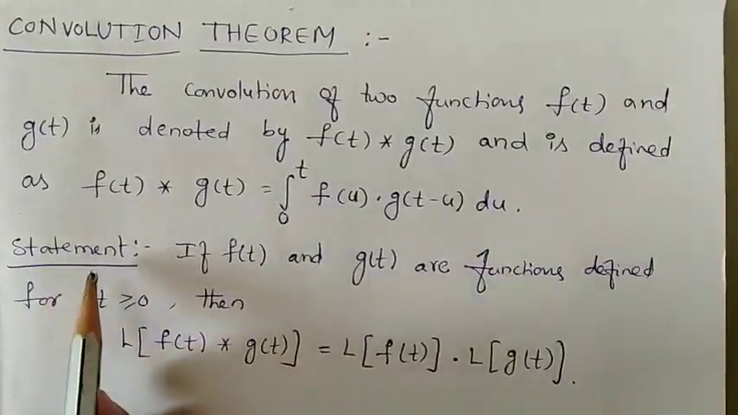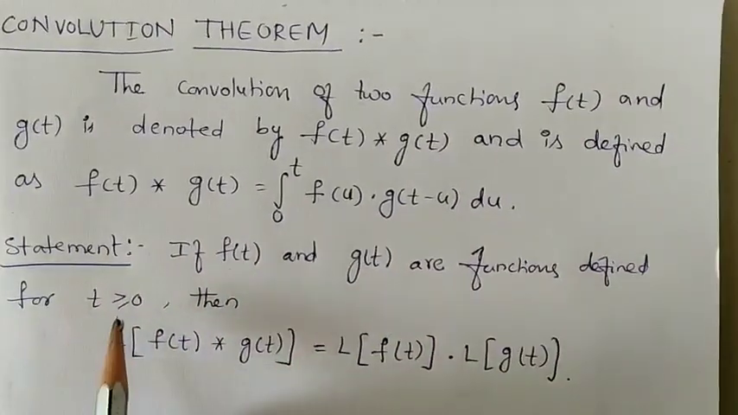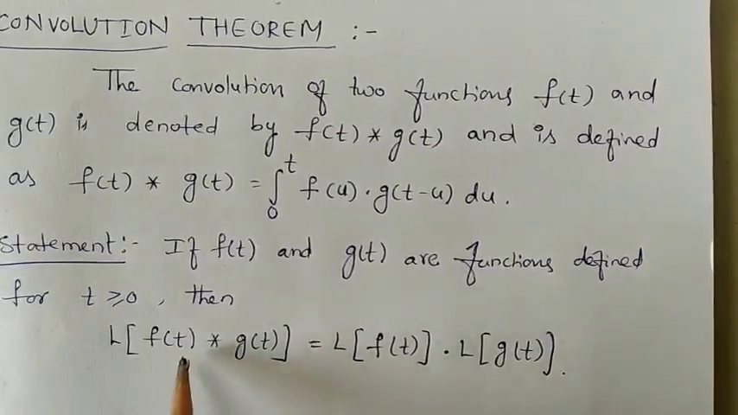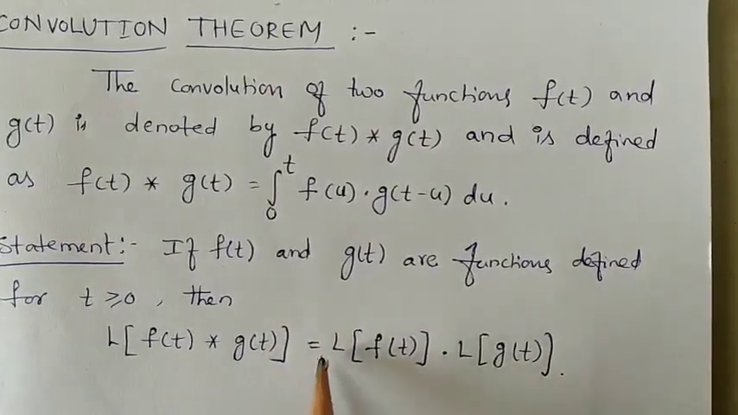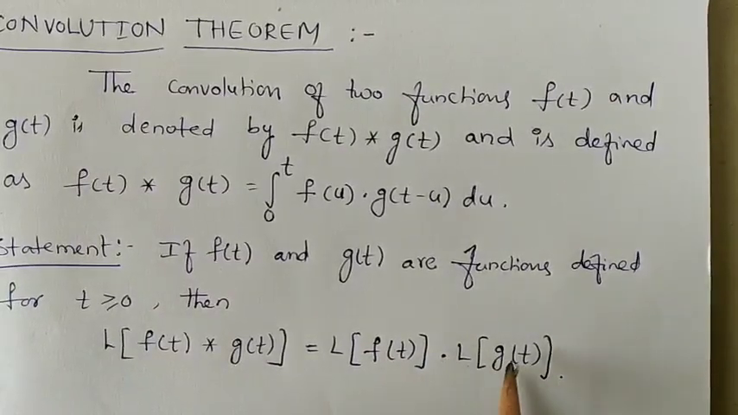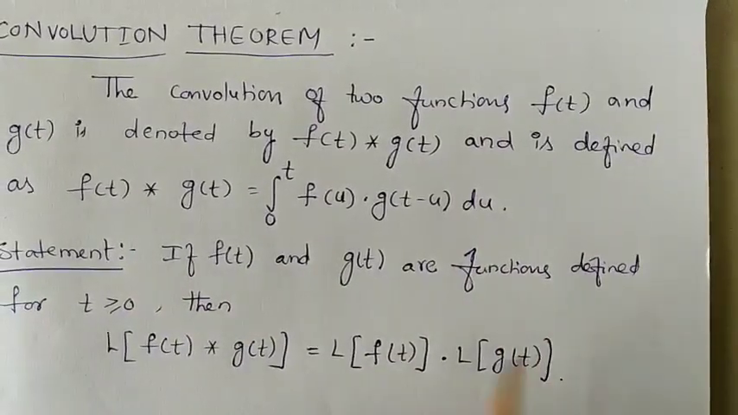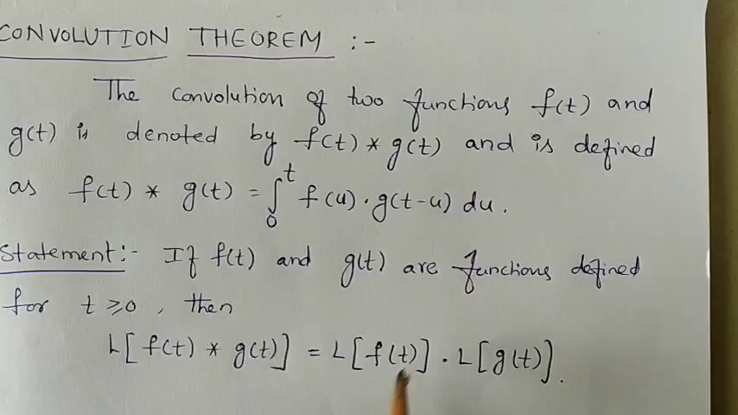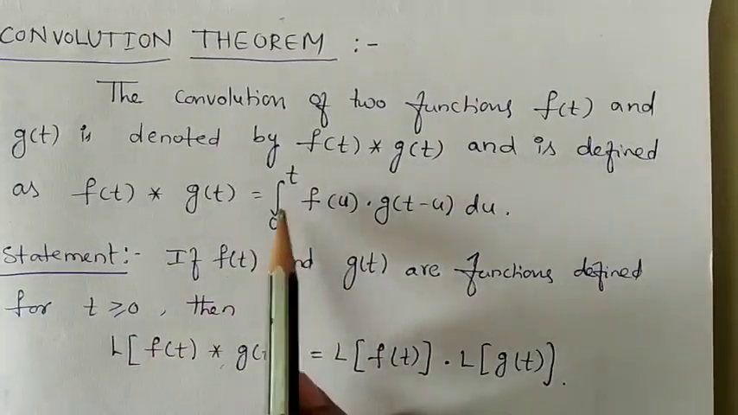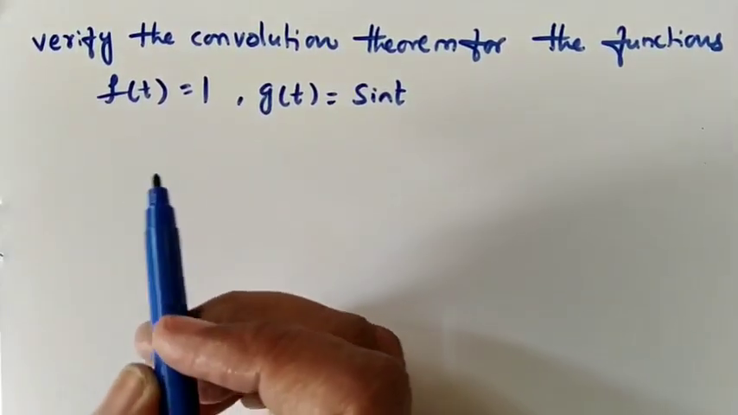So, statement. If f(t) and g(t) are functions defined for t greater than or equal to 0, then Laplace transform of f(t) star g(t) equals Laplace transform of f(t) into Laplace transform of g(t). To verify the convolution theorem, we have to verify this statement. Here, Laplace transform of f(t) star g(t) is nothing but we have to apply this formula. We will see one example.